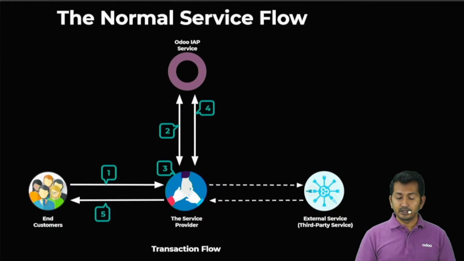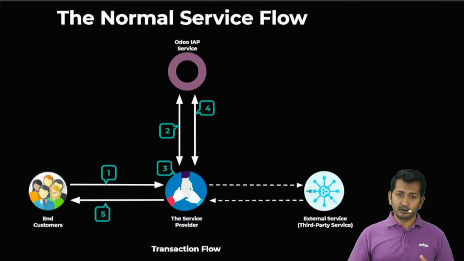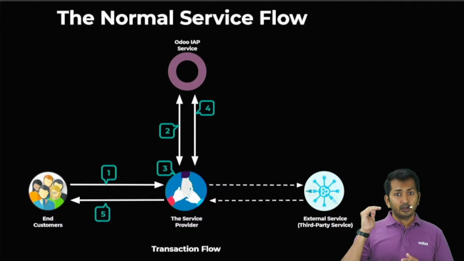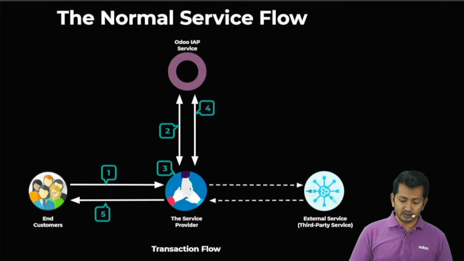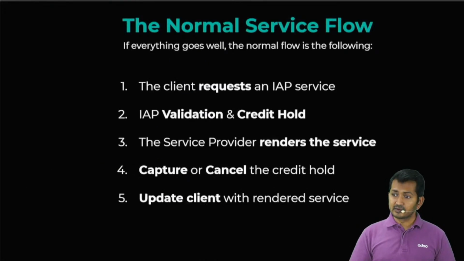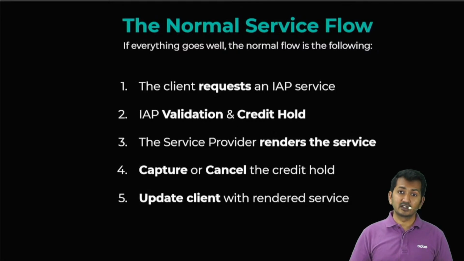So as you will see, it's a whole 5-step transaction service. End user making a call to the vendor, vendor validating and doing credit hold, then rendering the service. If the service rendering goes well, then they will basically charge the customer, and at the same time they will also update the customer. So that's the service flow that I just explained. The client requests IAP, IAP validation credit hold, service provider renders services, capture or cancel depending on what it is. Of course, if the rendering of the service is a failure, if they cannot provide service, they can also cancel the credit hold, and then update the client back.